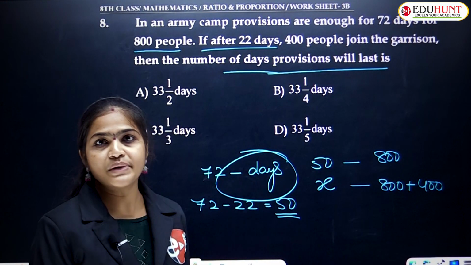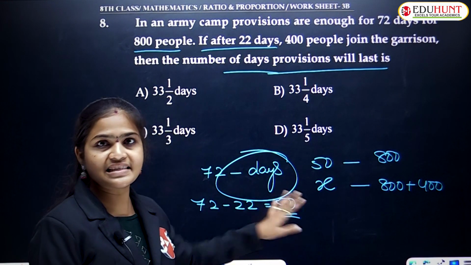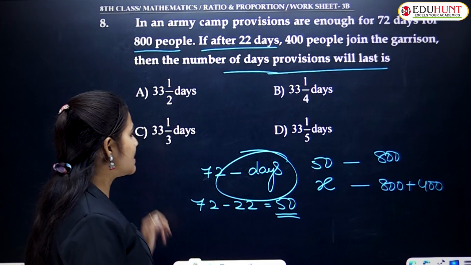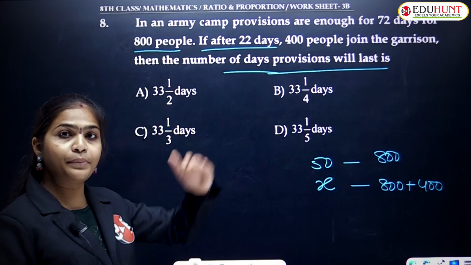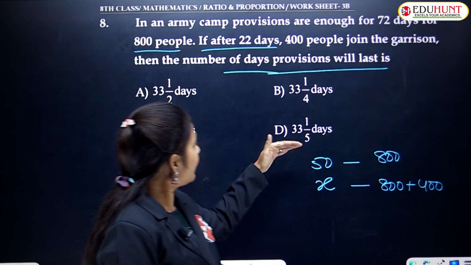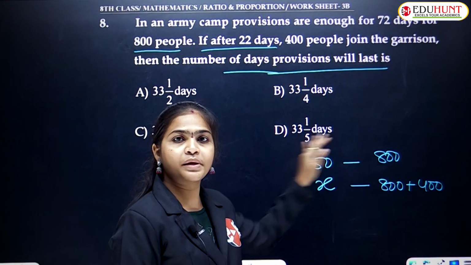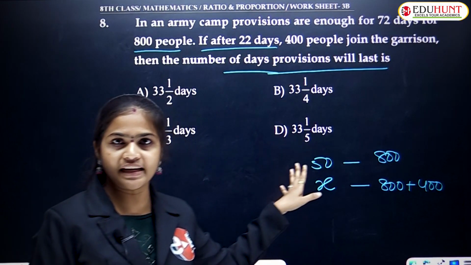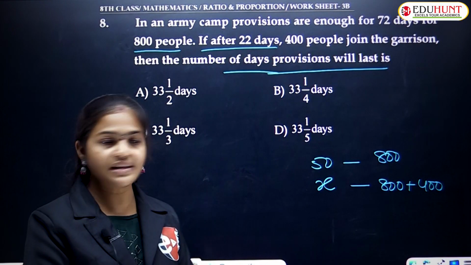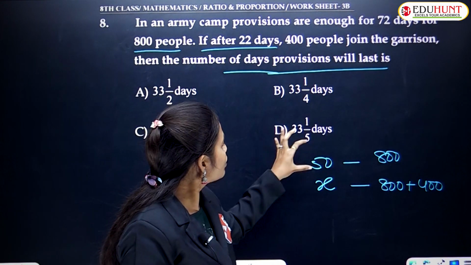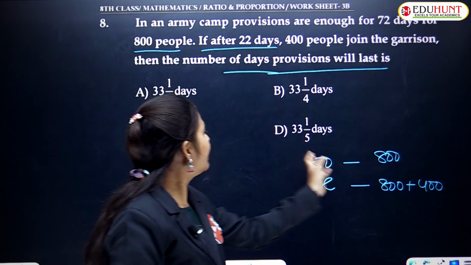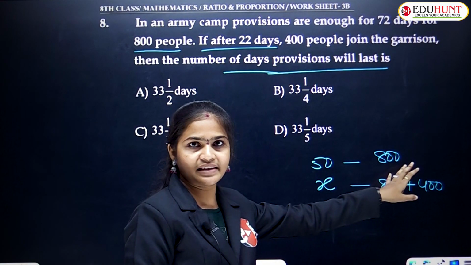Of provisions will last, that is the question. Okay, this is the meaning of that question. From this one, see here, number of people increased. Actually for that 800 people, this is sufficient for 50 days. Okay, after 22 days, we are calculating this one, not from the first day. So up to the 22 days, 800 people are there.